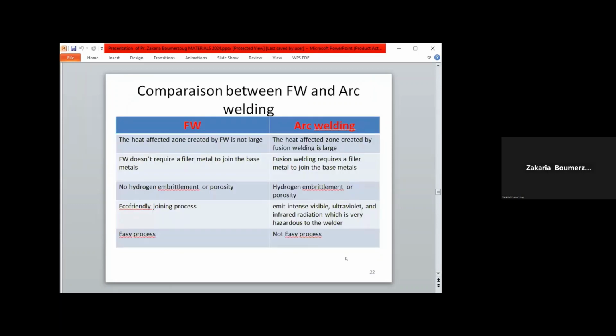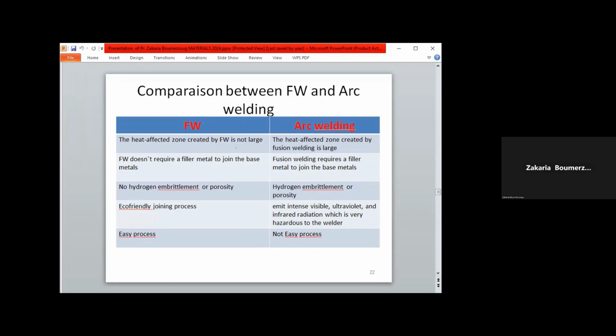To be clear, I have put this table to make a comparison between friction welding and arc welding. For example, for friction welding, the heat affected zone created by friction welding is not large. However, in arc welding, the heat affected zone created is very large.